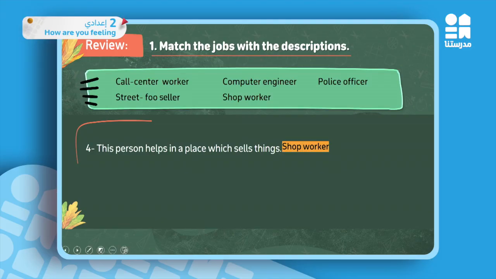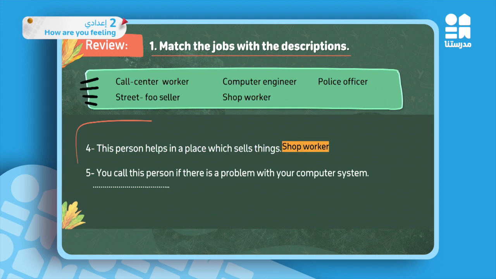And then for number 5, you call this person if there is a problem with your computer system. Highlight or circle computer system. So this is our clue أو دي الحاجة اللي هتخلينا عارفين which choice is the best. Of course, computer engineer. And of course, the exercise is done. Now, choose the correct words.